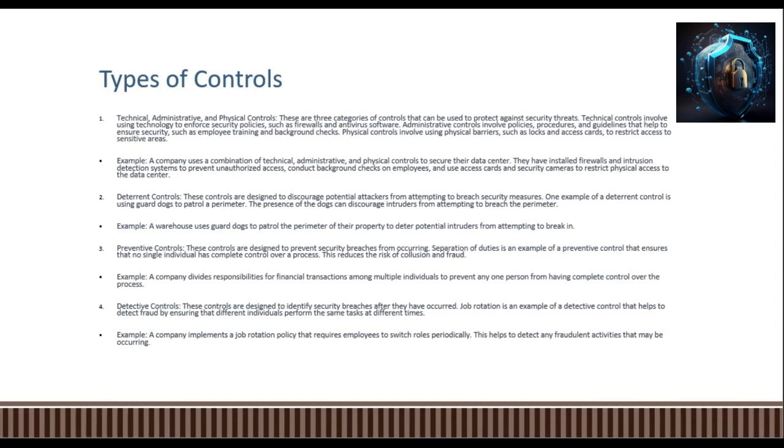Detective controls. These controls are designed to identify security breaches after they have occurred. Job rotation is an example of a detective control that helps to detect fraud by ensuring that different individuals perform the same task at different times. Example, a company implements a job rotation policy that requires employees to switch roles periodically. This can help detect any fraudulent activities that may be occurring.